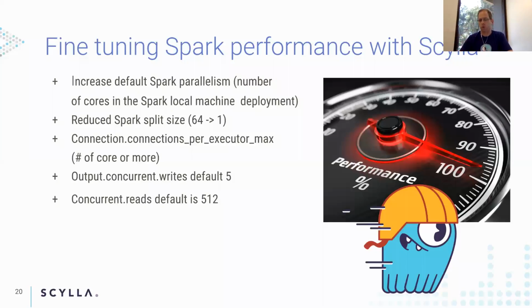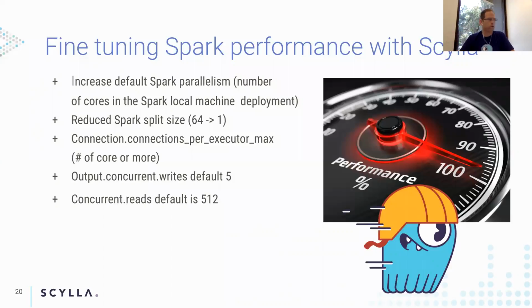You just define the number of cores you have in each one of your Spark slaves, and you're good to go. Reduce the split size from 64 megabytes to 1 megabyte. That will help get you a better streaming of information from the Scylla cluster to your Spark nodes. Look at the max connections per executor. Again, the default is 1. Make sure that you change it to the number of cores you have in each one of your executors. It will help us, again, get more connections to the cluster and more throughput from Scylla as well.